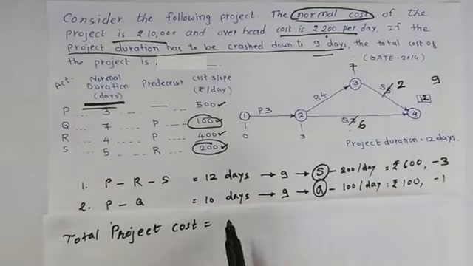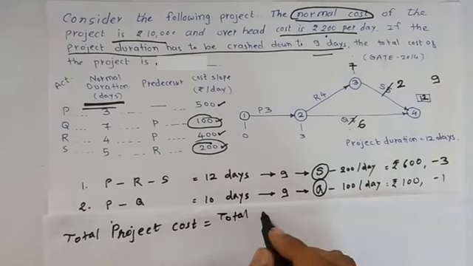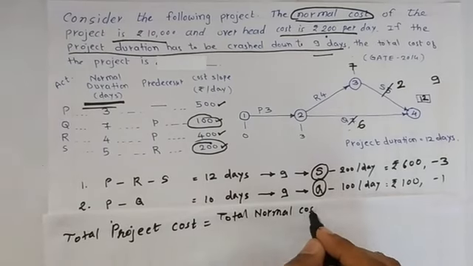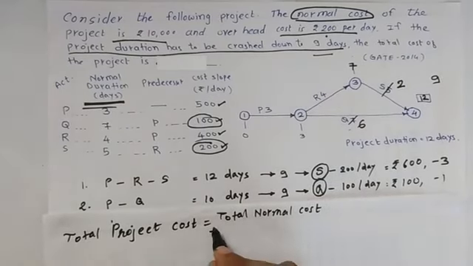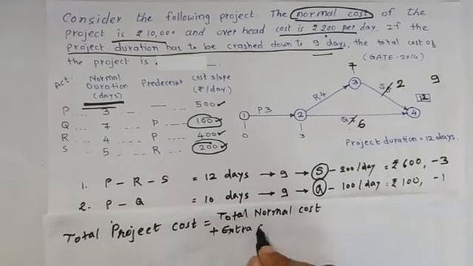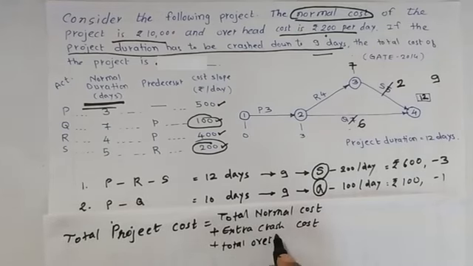So total project cost is equal to total normal cost plus extra crash cost that we add because of crashing the activity, plus overhead, total overhead cost, that is per day overhead cost.